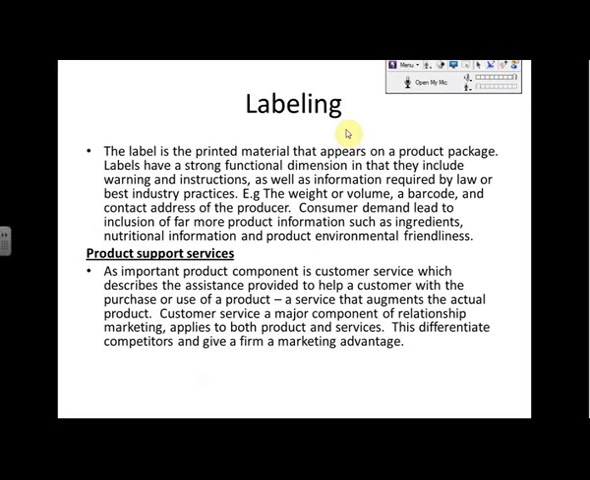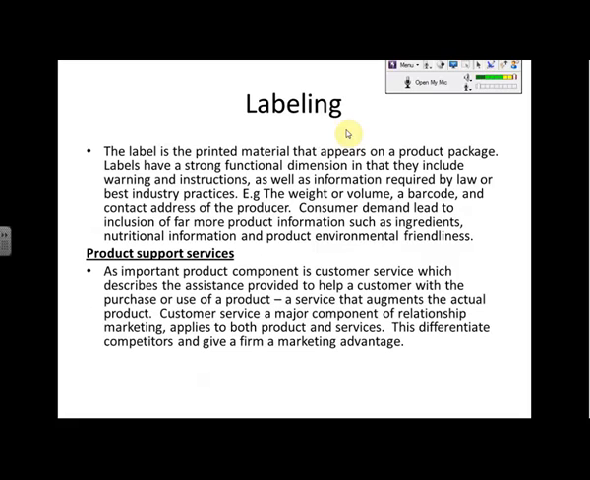Product support services. An important product component is customer service, which describes the assistance provided to help a customer with the purchase or use of a product, a service that augments the actual product. Customer service, a major component of relationship marketing, applies to both products and services. So customer relationship marketing is important in that it is part of product support services.